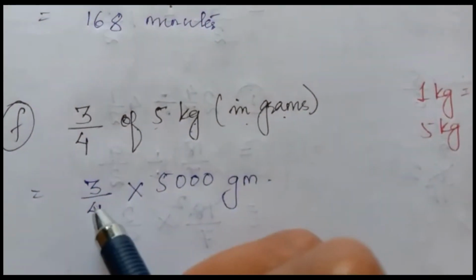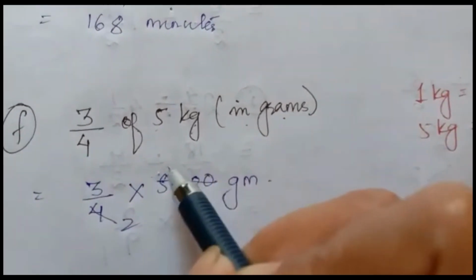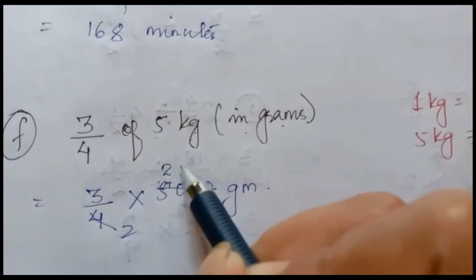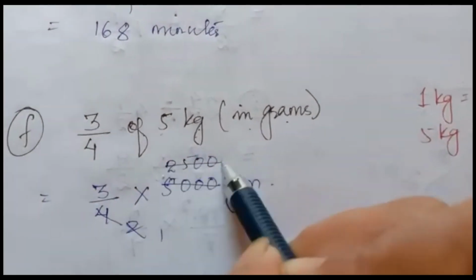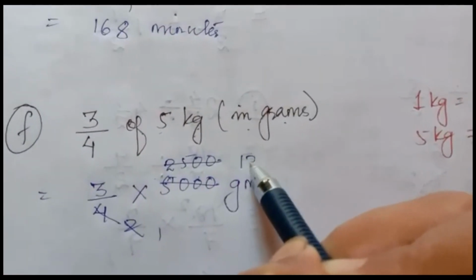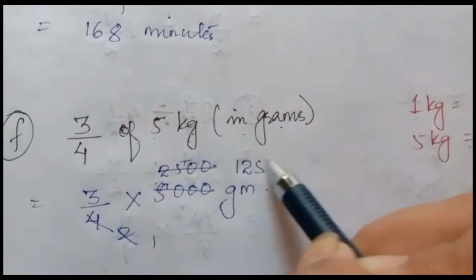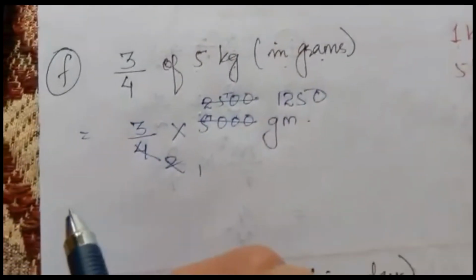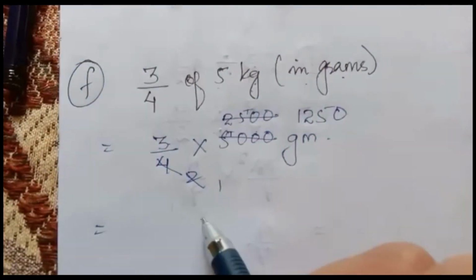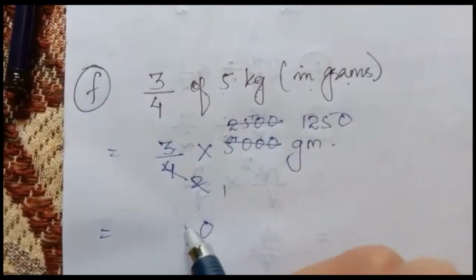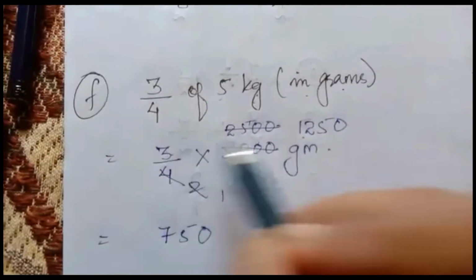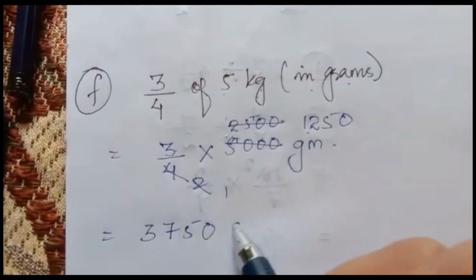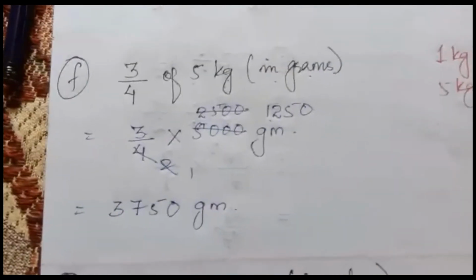Now you cancel. 2 2s are 4, 2 2s are 4, 2 5s are 10, 0 0. Again 2 1s are 2, 2 1s are 2, 2 2s are 4, 2 5s are 10, 0. Now multiply. 3 into 0, 0. 3 5s are 15. 3 2s are 6 plus 1, 7. 3 1s are 3. So 3750 gram.